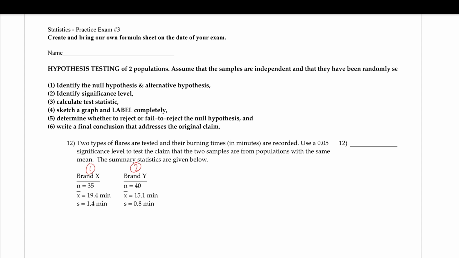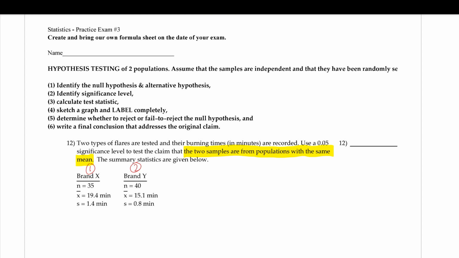And we're trying to see if what? Well, let's highlight the claim statement. Test the claim that the 2 samples are from populations with the same mean. Okay, so what they're probably trying to say is maybe these 2, even though they're 2 different brands, are probably being manufactured by the same company, so they're just relabeling them. And that's essentially the claim, that they're probably exactly the same.